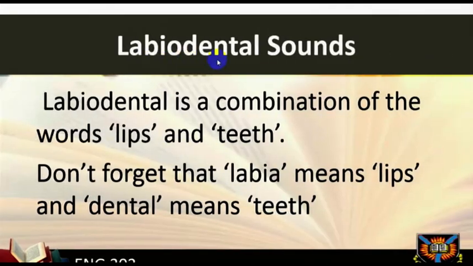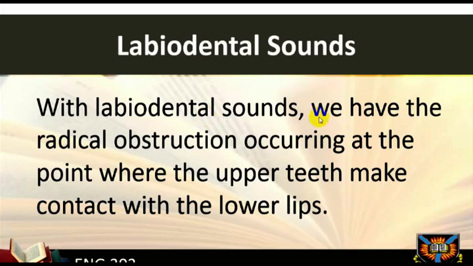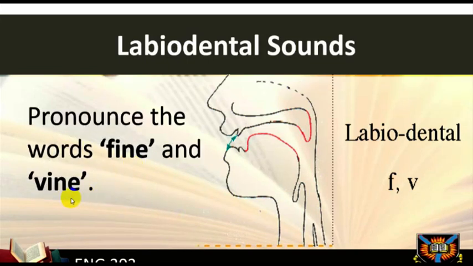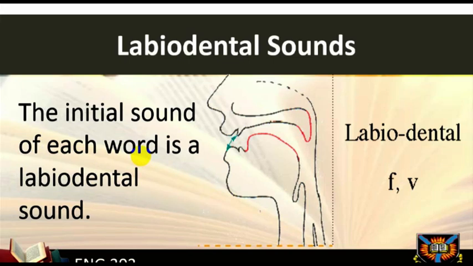Labiodental sounds. Labiodental is a combination of the words lips and teeth. Don't forget that labia means lips and dental means teeth. With labiodental sounds, the radical obstruction occurs at the point where the upper teeth make contact with the lower lip. F and V are labiodental sounds. Pronounce the words fine and vine. The initial sound of each word is a labiodental sound.